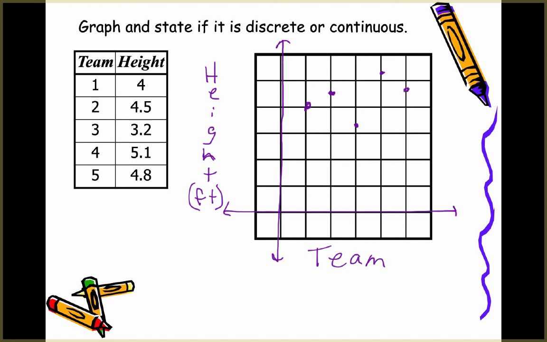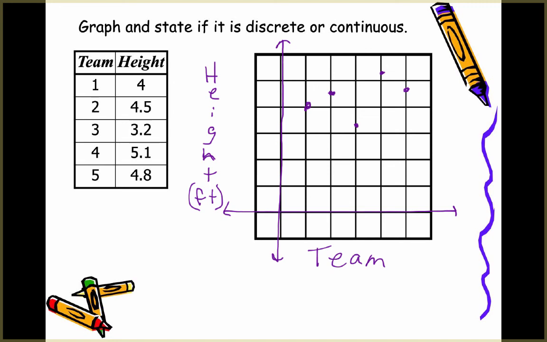The other question we have to answer is, is this discrete or continuous? Would we connect all these with a line between all the points or just leave them as dots? In this case, we are discrete because we have individual teams. We don't have partial teams. We don't have like 1.01 teams. We have team 1, 2, 3, 4, and 5. This is discrete, so we only graph the dots.